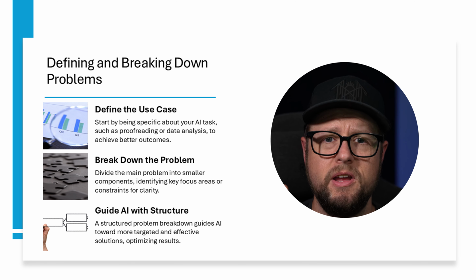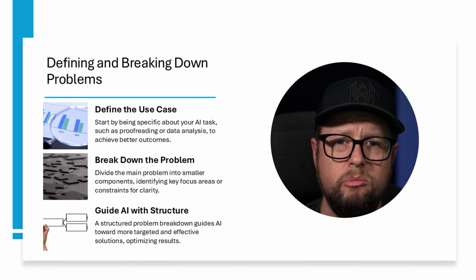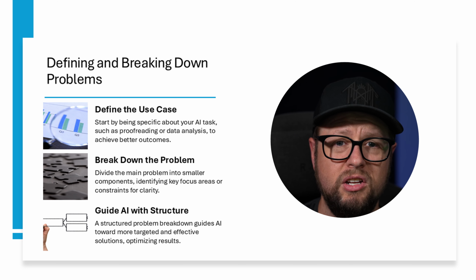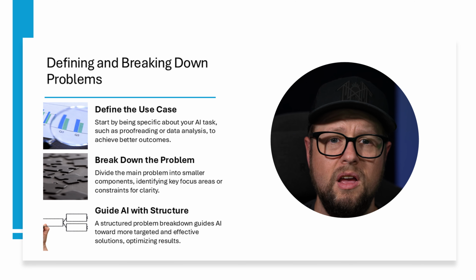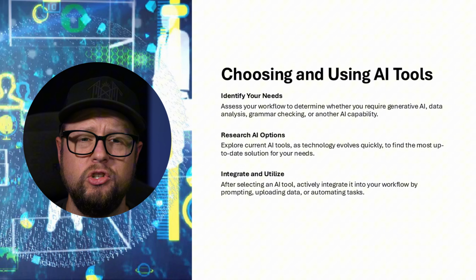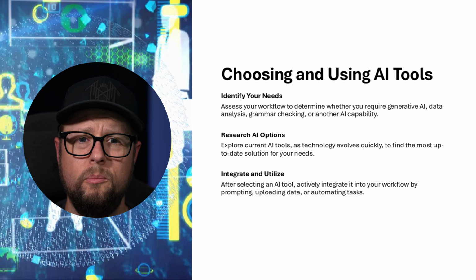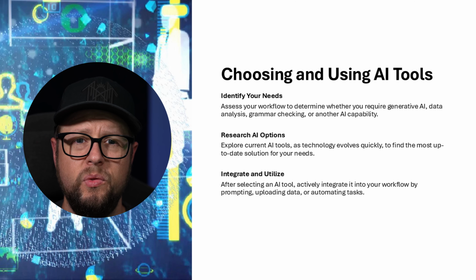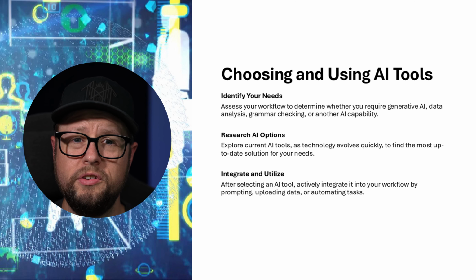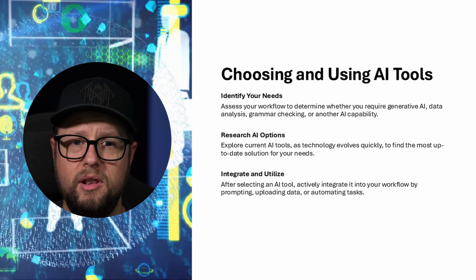Step 2. Identify your components. Break down the problem into key parts that need addressing. For data analysis, this includes specific types of analysis, constraints, or desired focus areas. This helps refine the AI's task. Step 3. Identify what AI tool to use. Select the appropriate tool based on your problem and components. This might be generative AI for text, image, or audio creation, grammar and spell checkers, or data analysis AI. Research is crucial here as technology rapidly evolves.